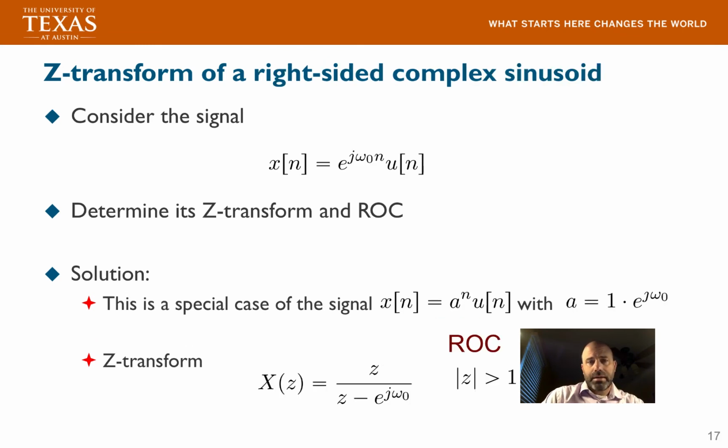Let's look at a right-sided complex sinusoid. So we have e to the j omega n u of n, and we determine its region of convergence. This is also a special case of what we did before. Its z-transform is just z over z minus e to the j omega, or 1 over 1 minus z inverse e to the j omega. The region of convergence is absolute value of z greater than 1.